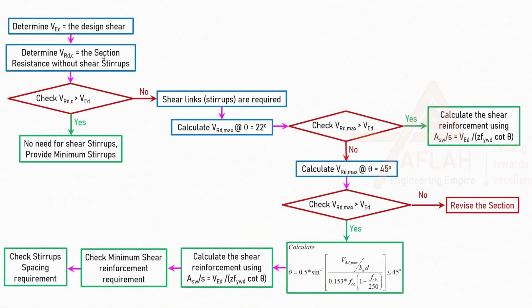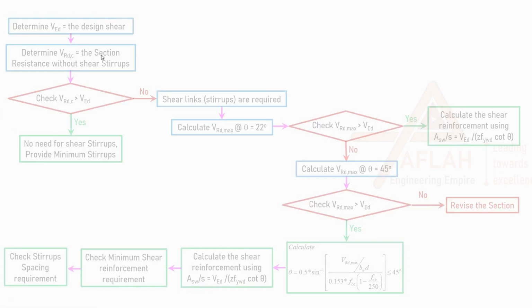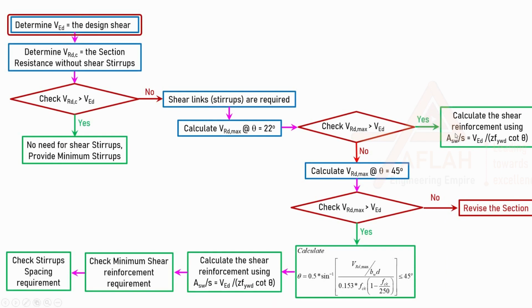Now let's continue. In the design of shear for a beam, you need to follow these steps. What does this step say? It says that you have to calculate the design shear, VED. This is a shear that's calculated at effective distance d from the face of the support, maybe the column, maybe the wall.